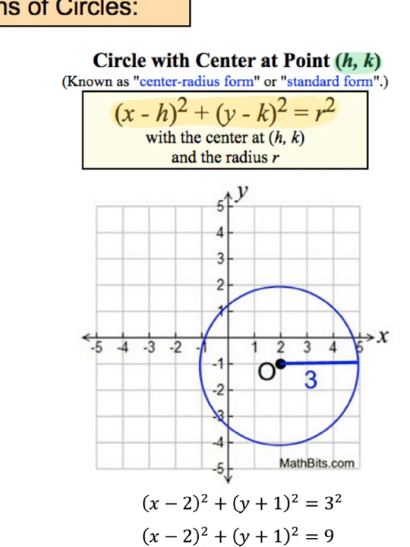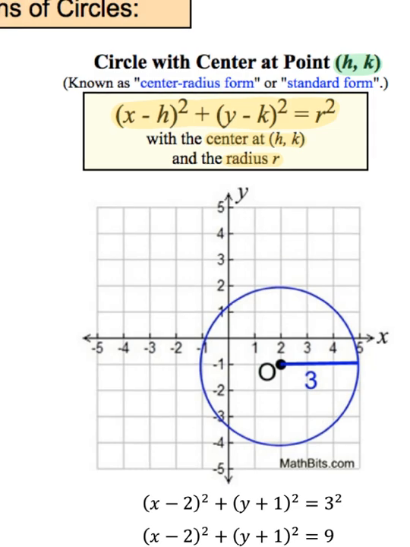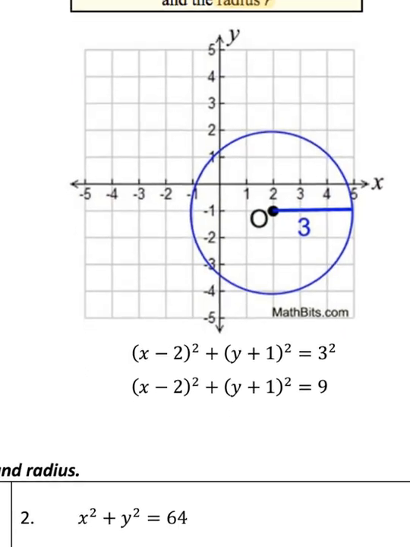Once again, the radius is r, and the center of our circle is at the coordinates (h, k). Please note that it's x minus h and y minus k. So whatever you see there, when you write the coordinate of your center, the signs will be the opposite. So with that in mind, let's take a look at this example.